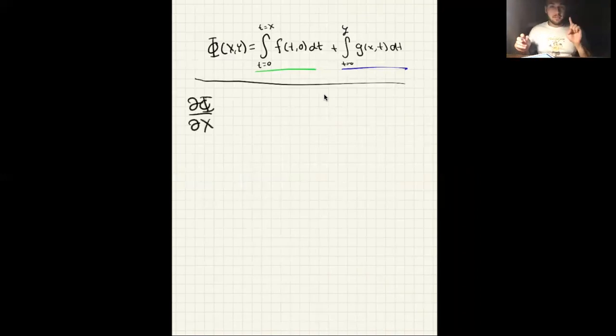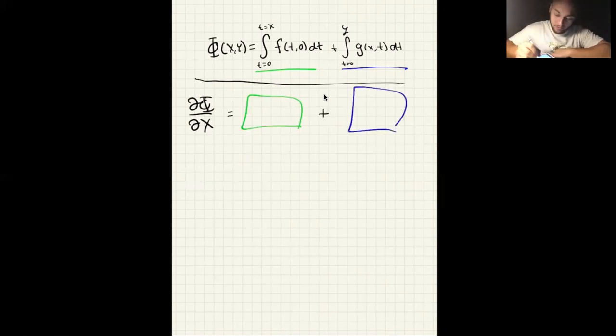So I'm going to first take an x derivative onto the green piece. The green piece, well, I'm going to say it's a green thing plus a blue thing. So let's just work on the green thing for a second. And what is the partial derivative of that green quantity with respect to x?